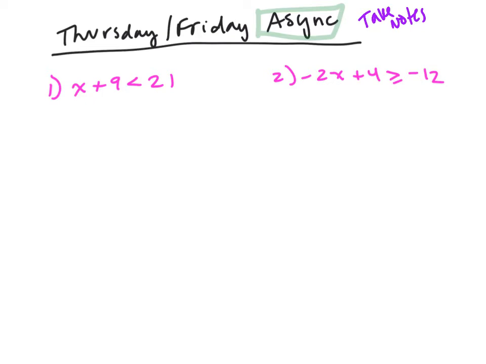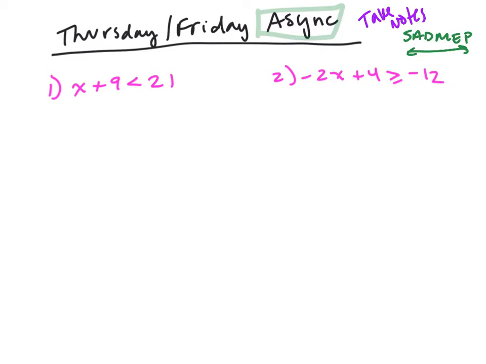All right, so we're going to solve these. I'm going to reference SADMAP as often as I can remember to do so, and I'm also going to draw a picture, so we're drawing number lines. Okay, let's do number 1. X plus 9 is less than 21.